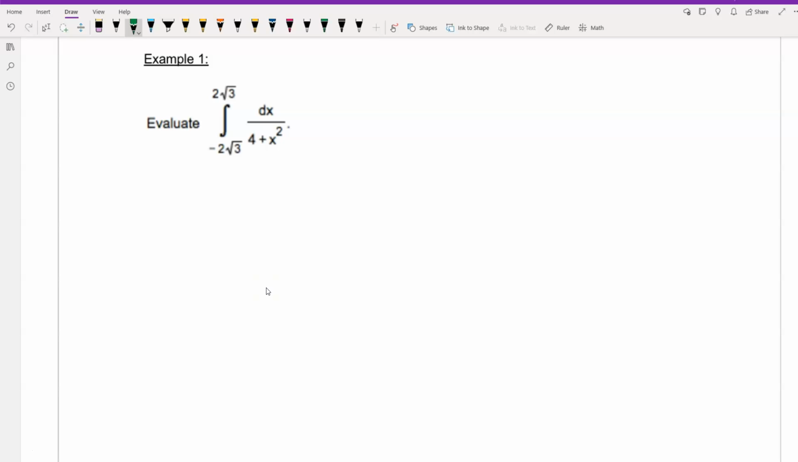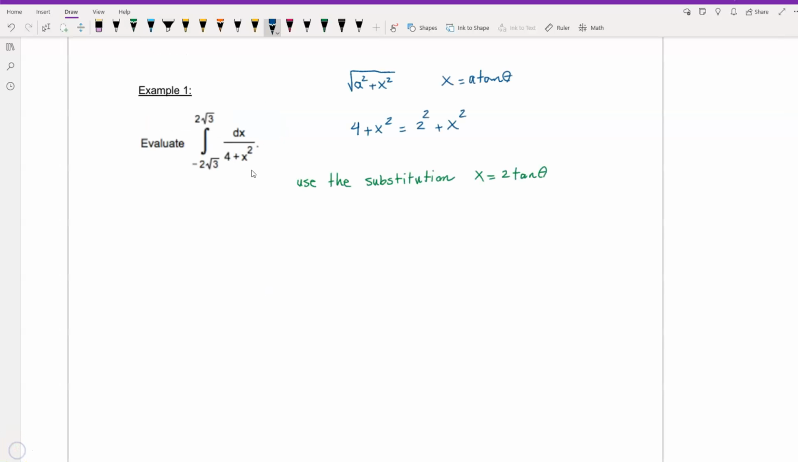Example 1, evaluate the integral from negative 2 square root of 3 to positive 2 square root of 3 of dx divided by 4 plus x squared. Based on what we have in the denominator, 4 plus x squared, this is the same as the right triangle that we had, where the hypotenuse was the square root of a squared plus x squared. In that case, x is equal to a times tangent theta. What is given is 4 plus x squared, which is equal to 2 squared plus x squared, so a is equal to 2.